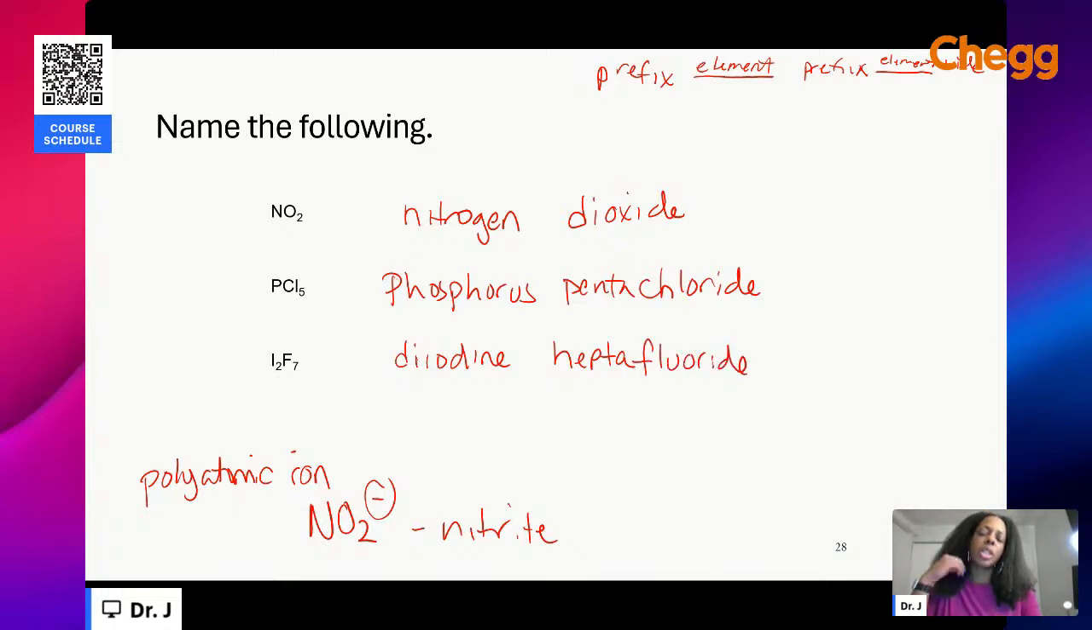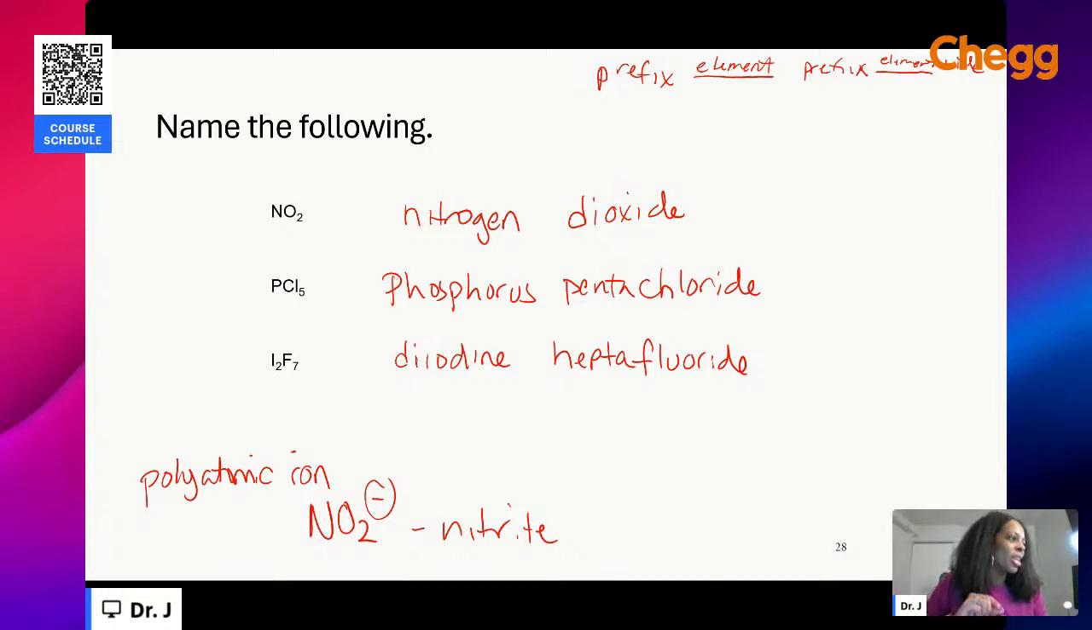And so our prefixes, 1 is mono, 2 is di, 3 tri, 4 tetra, 5 penta, 6 hexa, 7 hepta, 8 octa, 9 nona, N-O-N-A, and then 10 deca, okay?